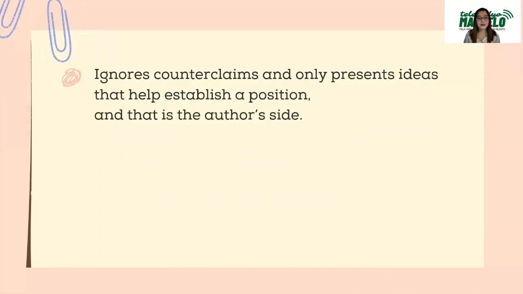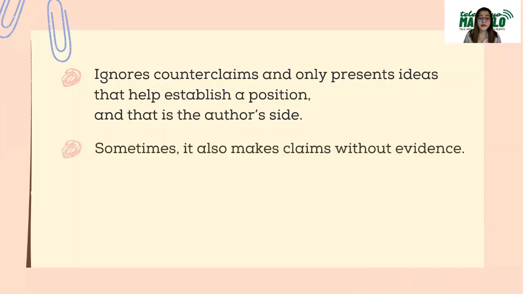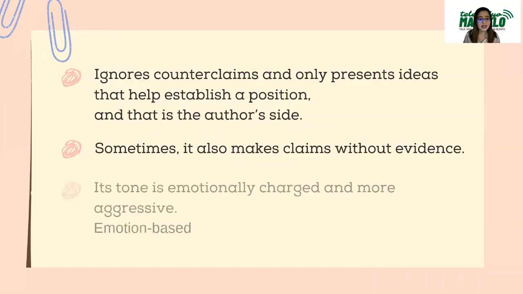Aside from that, persuasive text ignores counterclaims because it only presents the ideas that will help establish the author's position. Sometimes it also makes claims without providing enough evidences. And lastly, its tone is emotionally charged and more aggressive. That's why it is considered as emotion-based. So now let us compare it with argumentative text.